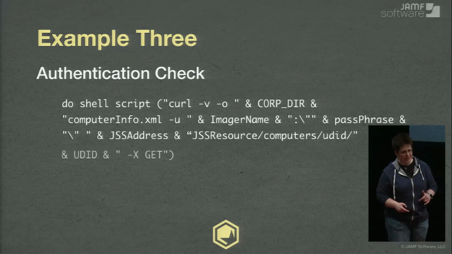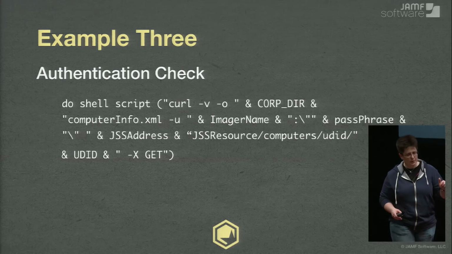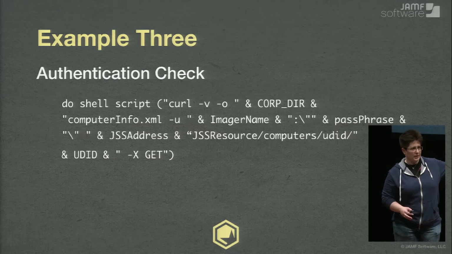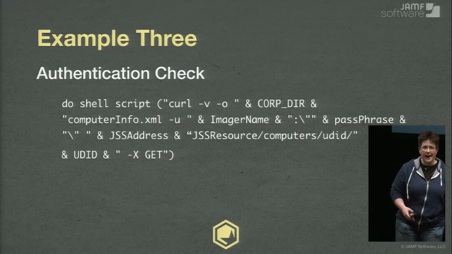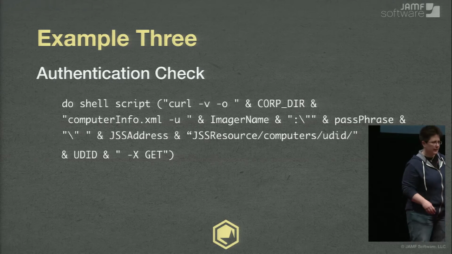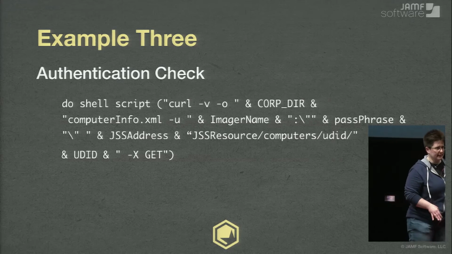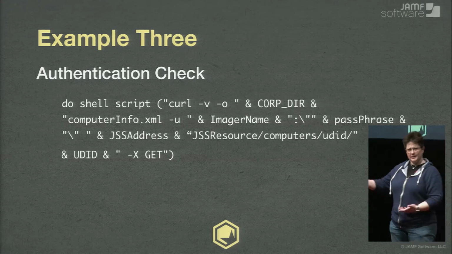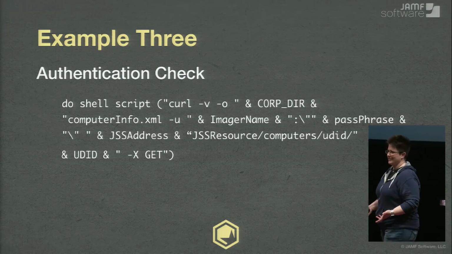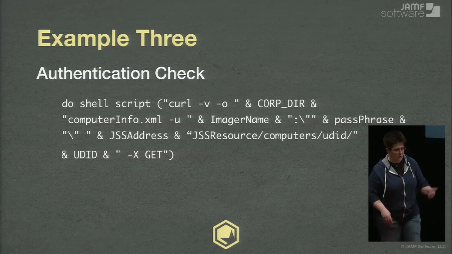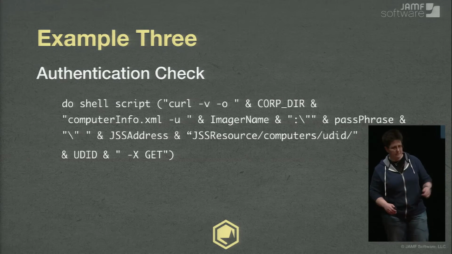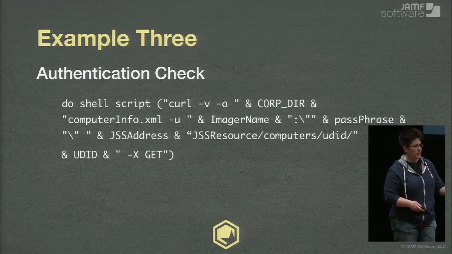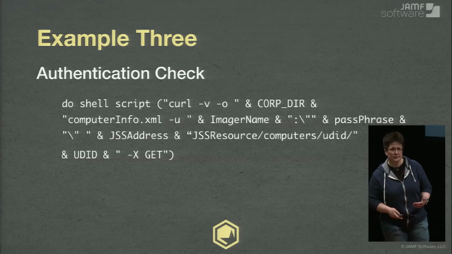The result actually does something kind of cool here. It sends those credentials up to the JSS with an API call using curl. And what we're using is the UDID, the unique identifier of the computer that I'm running on right that second, to say, hey, here's this MacBook. JSS, do you know this MacBook? And the JSS says, hang on, I need credentials. So we have that, and that's in the imager name and passphrase that we entered during those dialog boxes. And then we return the XML that comes back.